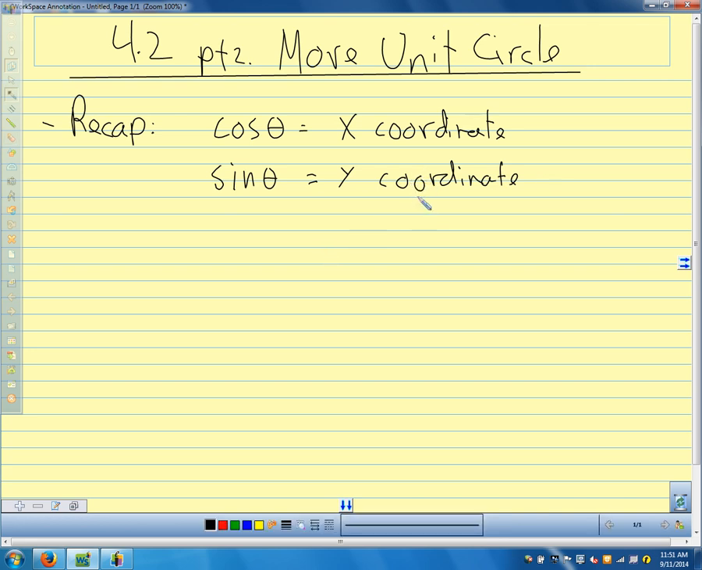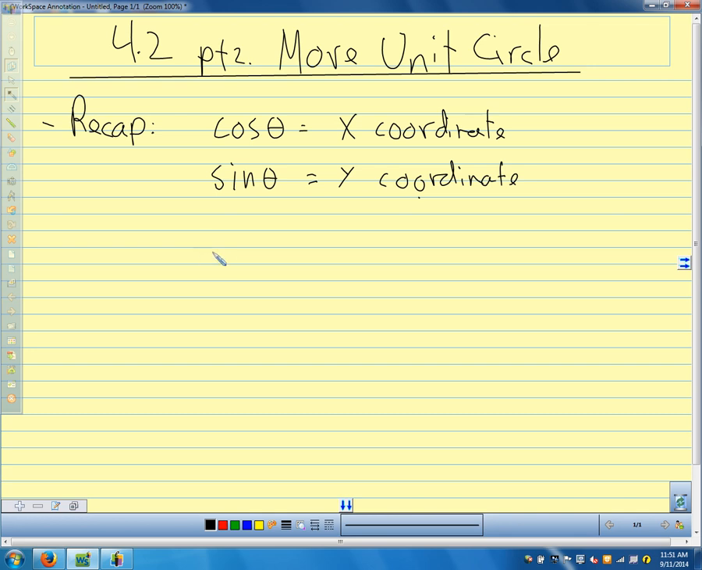And knowing the x and the y coordinate, we can find all of our trig functions, all the different trig functions, by using those two, because we know the rest of them based on the sine and the cosine, based on the x and the y. The special right triangles let us find the sines and cosines of certain angles.